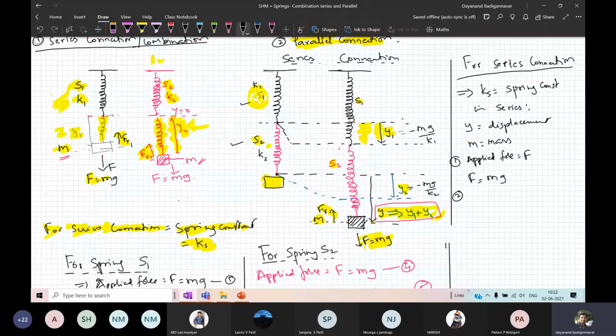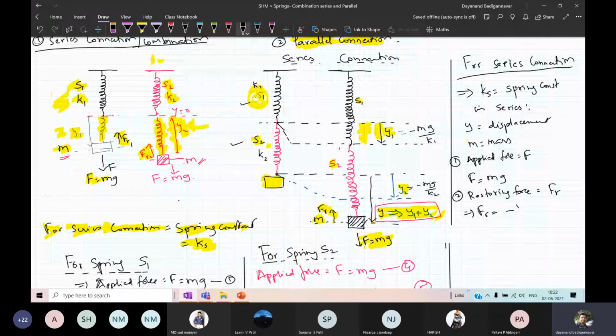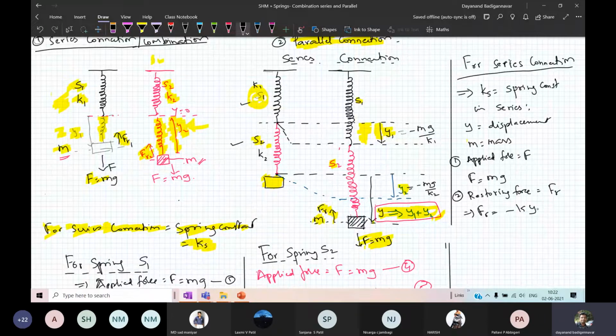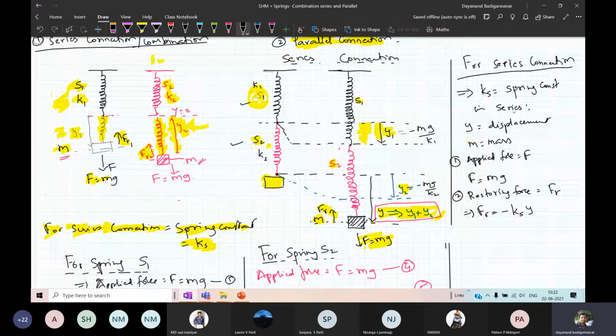So the restoring force here is for the series connection. Restoring force, I will take it as Fr. What is Fr? Fr is given by minus of k into y. Now here it is not k into y, it should be ks into y. It should be minus of ks into y. Ks means spring constant in series connection. When you combine both the springs S1 and S2, the net spring constant is given by Ks. Therefore, Fr equal to minus of Ks into y.